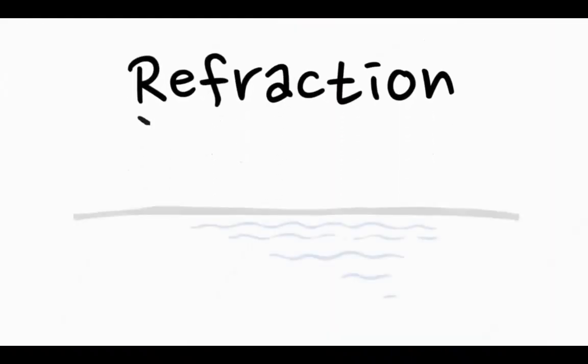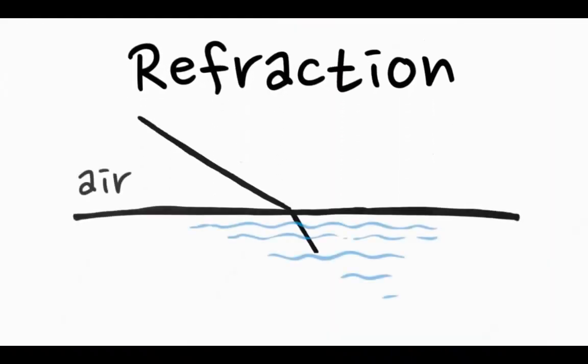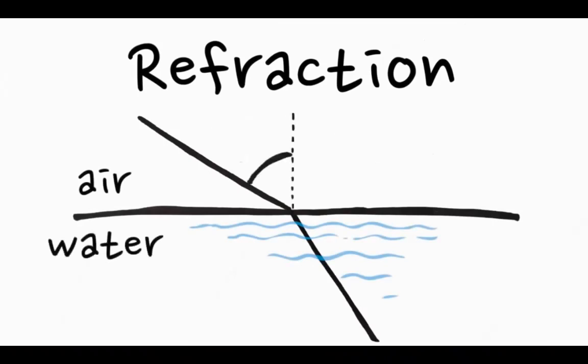This story starts with refraction, the bending of light as it moves from one medium, like air, to another medium, like water, at an angle. Light actually slows down in water.